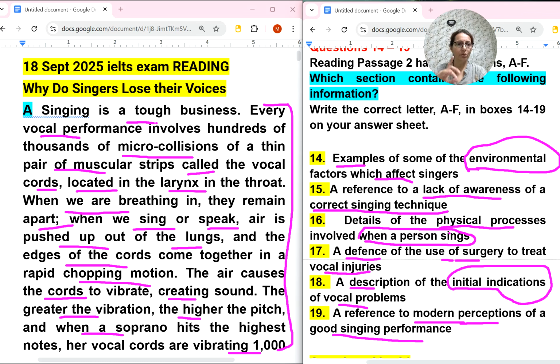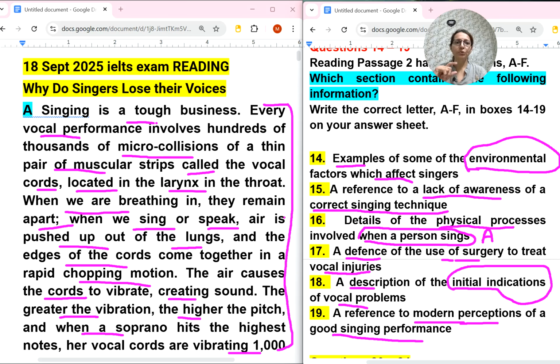Details of the physical processes involved when a person sings. So exactly that detail is given. Every vocal performance involves hundreds of thousands of micro collisions of a thin pair of muscular strips called the vocal cords. When we are breathing in, they remain apart. When we sing or speak, air is pushed out of the lungs and the edges of the cords come together. So they are talking about some process going on within our vocal cords. So details of the physical processes involved when a person sings, I can match it with the 16th number.